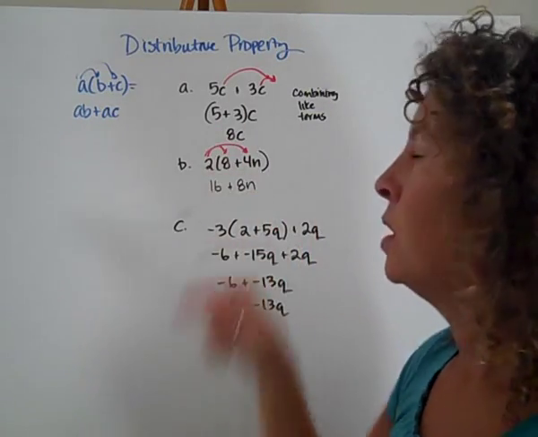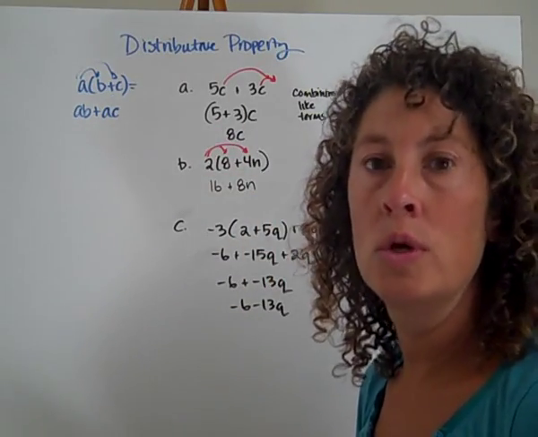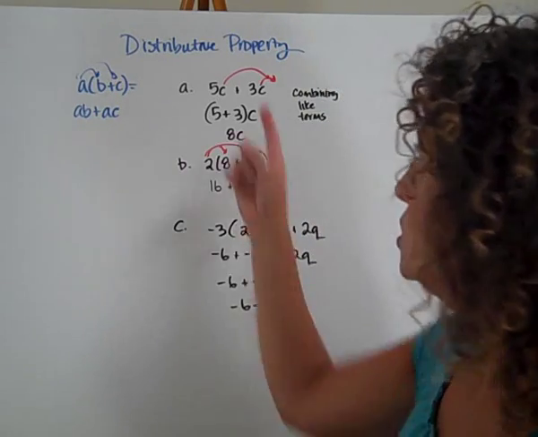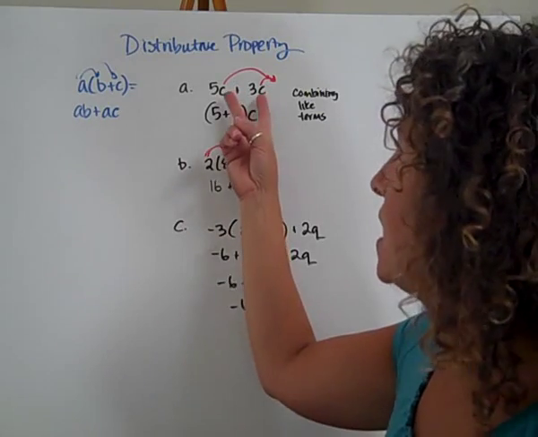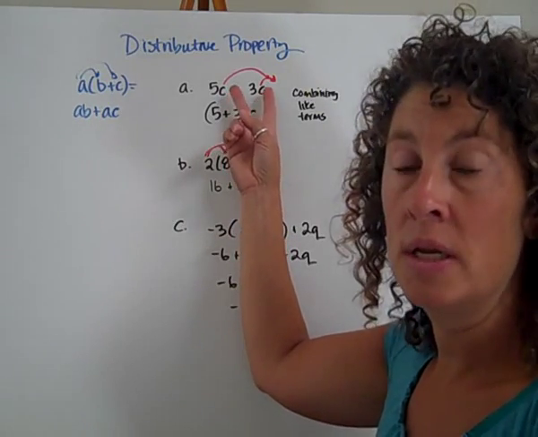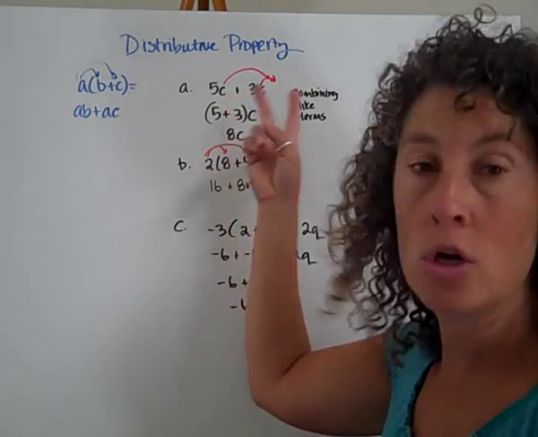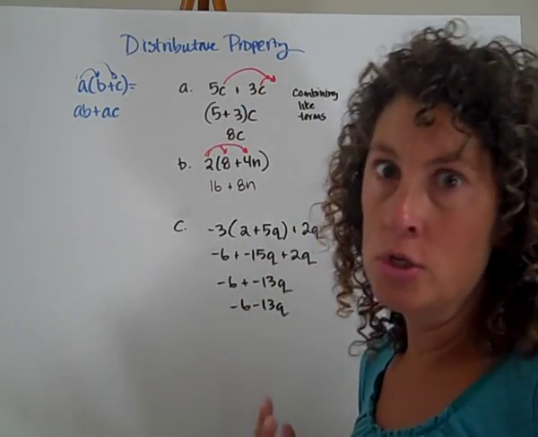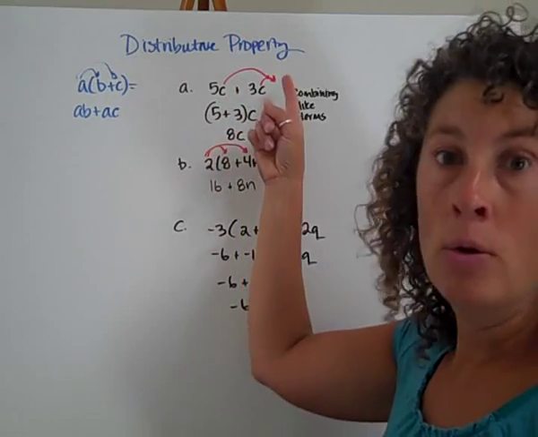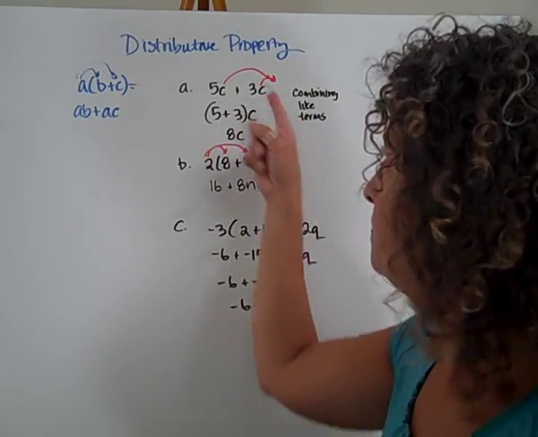All right, this basic one really is what we're doing when we're combining like terms. So if I have two terms, I have 5C plus 3C. I notice that they have a variable in common. They've got a factor in common. I can take that out. This is what I call undistributing. I'm taking the C out of them. I'm dividing them both by C.